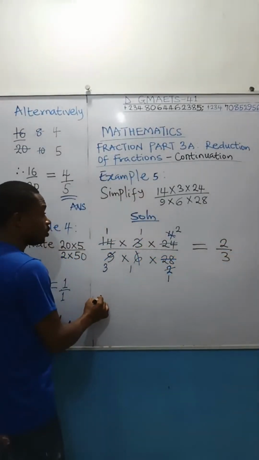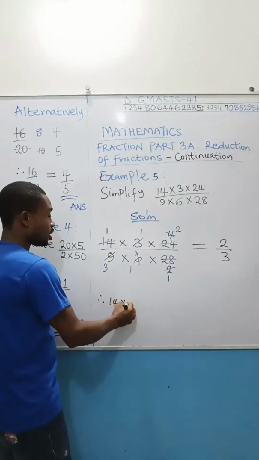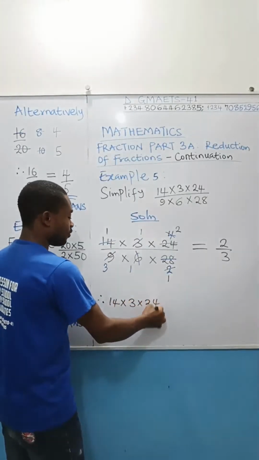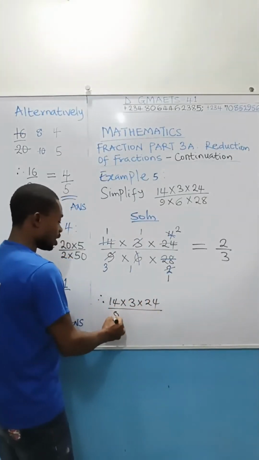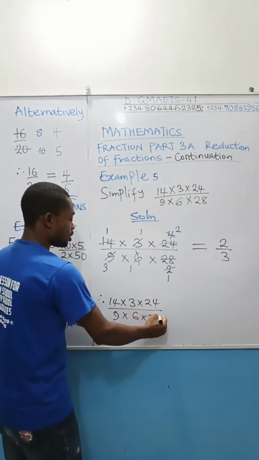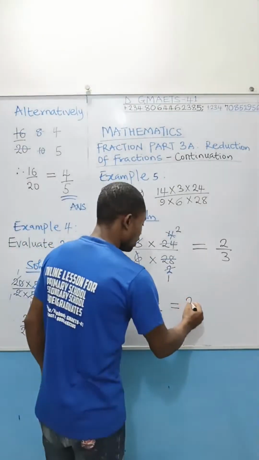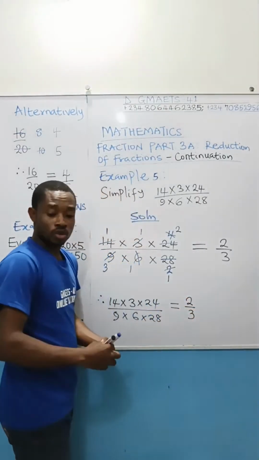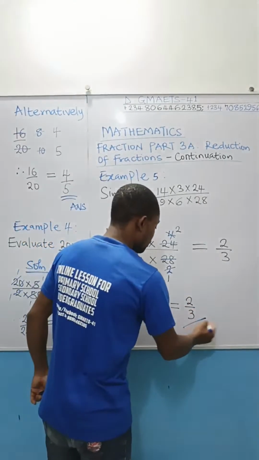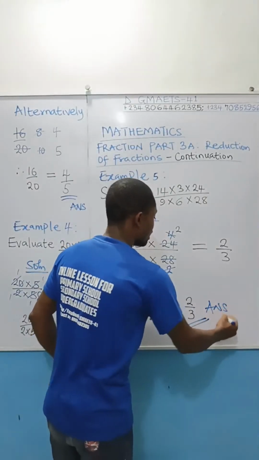We can then conclude, therefore, 14 times 3 times 24 all over 9 times 6 times 28 is equal to 2 over 3. And that is the answer.